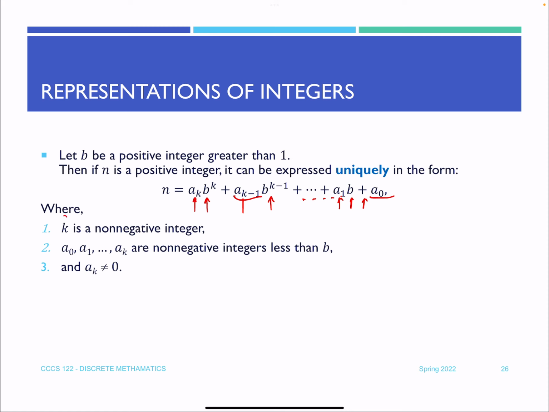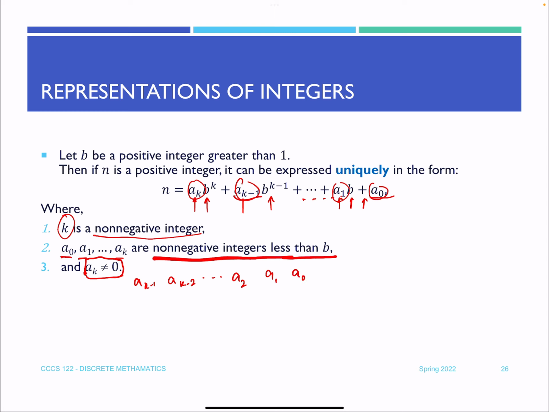Over here, k is a non-negative integer. I know this again seems like a lot of theoretical stuff, but hold on, we'll get to much more familiar territory over here in a second. These terms a0, a1, all the way up to ak are non-negative integers less than b. And the highest one of them, ak, is not equal to 0. The other ones, ak minus 1, ak minus 2, a2, a1, a0, any of them are allowed to be 0, just not the highest order term.